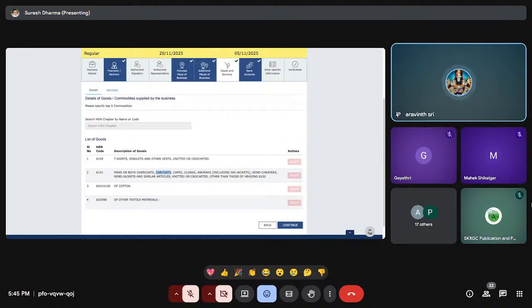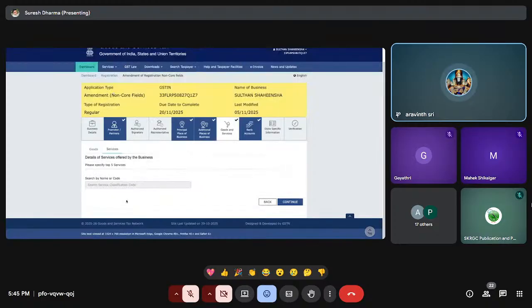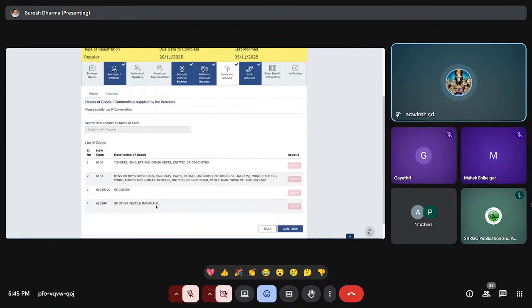Okay, this is the goods. Likewise, for supply of services also there is the GST number. Here, while registering for GST, we can give 5 HSN codes. Okay, if you have any doubt, ask.